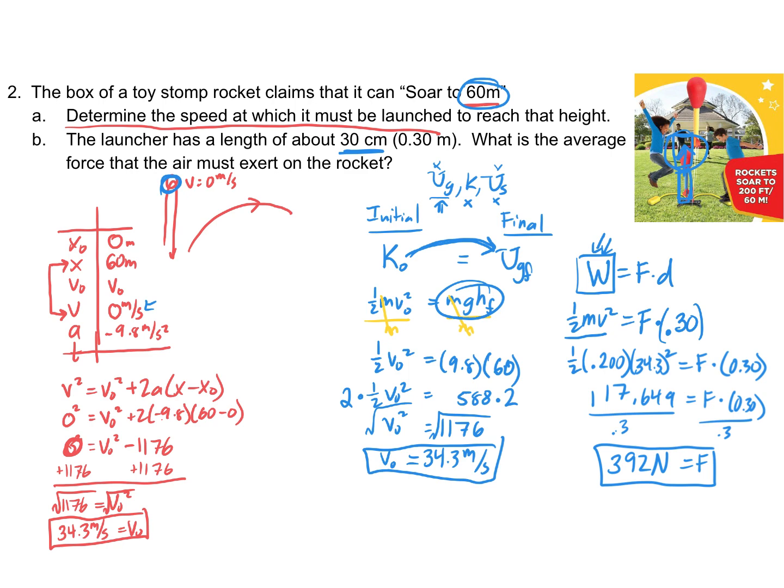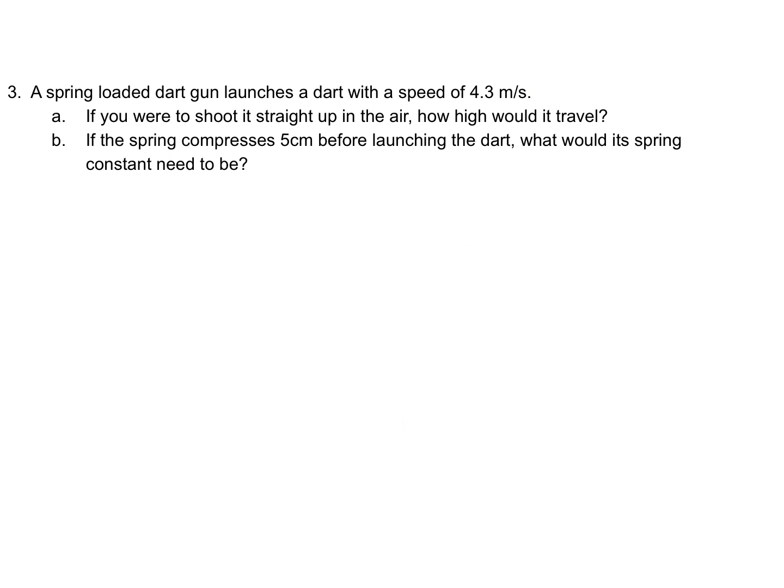Let's move on to question number 3. Question number 3 here is, you can go ahead and read it. We've got a spring-loaded dart gun launching with a speed of 4.3 meters a second. If I were to shoot it straight up in the air, how high would it travel?